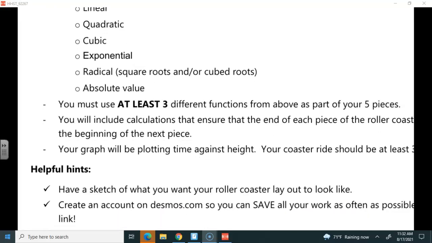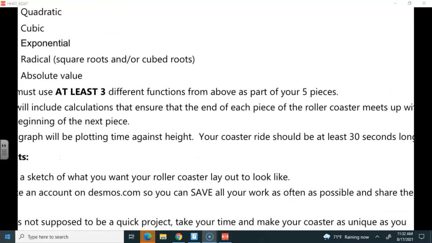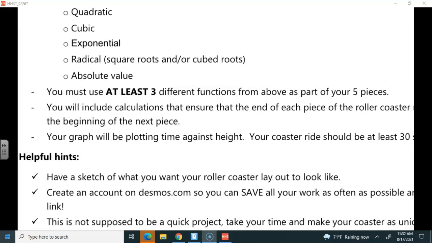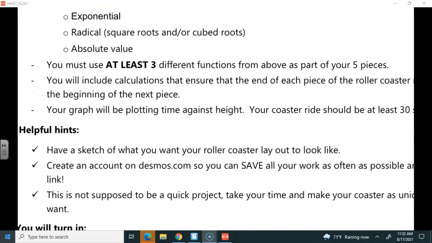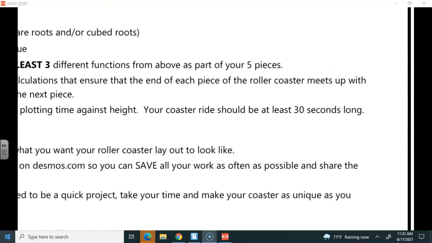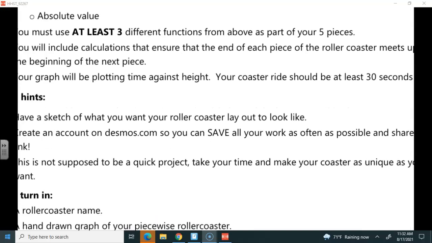You will include calculations that ensure the end of each piece of the roller coaster meets up with the beginning of the next piece. So the end of your function 1 should meet exactly where function 2 starts, and continue to your next function. Your graph will be plotting time, which is x, against height, which is y, and your roller coaster should be at least 30 seconds long. So that means on x, it should extend to 30 seconds.